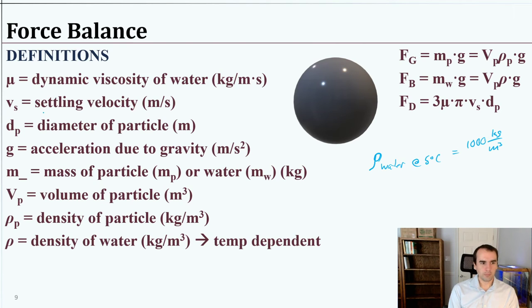Okay, so the definitions here, we have the dynamic viscosity of water. You've probably seen this before. This is our mu. This is in kilograms per meter second. Those are the units that are given in the lookup table, although I think it's times 10 to the minus 3 kilograms per meter second. So make sure that when you use the lookup table, you account for that 10 to the minus 3. That's given as part of the units there.